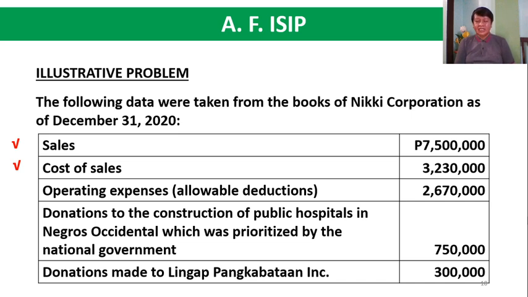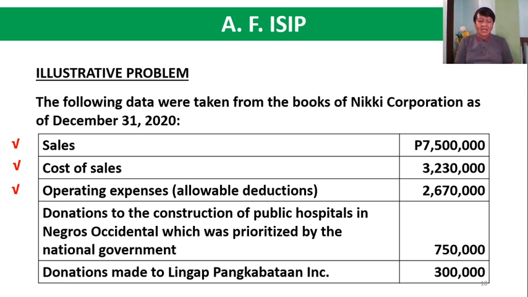So the cost of sales here is 3,230,000 pesos, and the operating expenses, which are allowable deductions, is 2,670,000. When we say operating expenses, we are referring to the examples that I mentioned in my previous slides: salaries expense, advertising expense, office supplies, communication expense, depreciation expense, doubtful accounts expense, and all other operating expenses. So these are all called operating expenses, and these are allowed by the BIR as deductions from gross income.